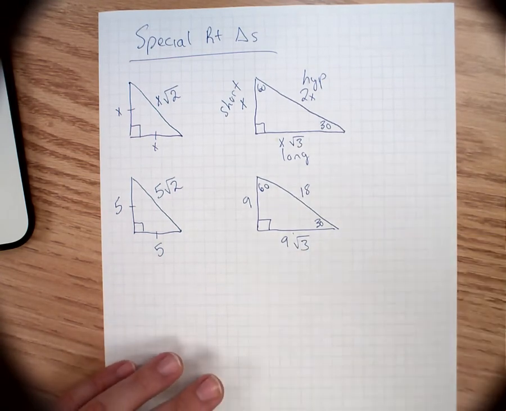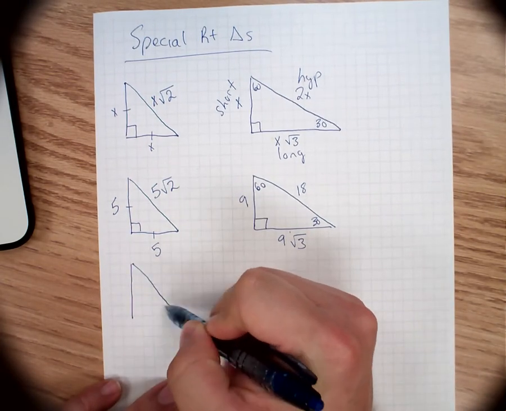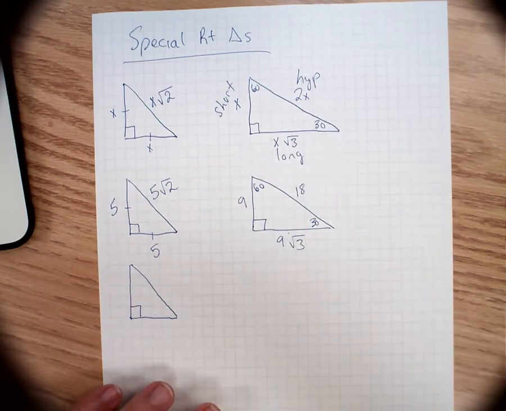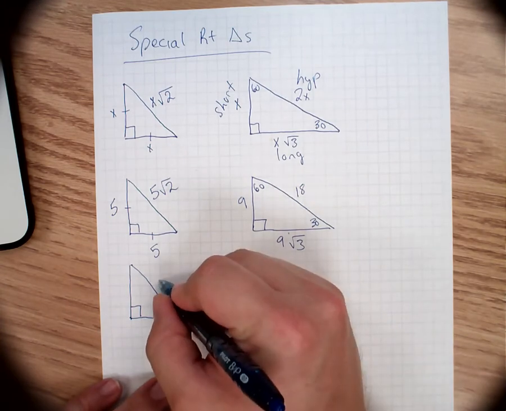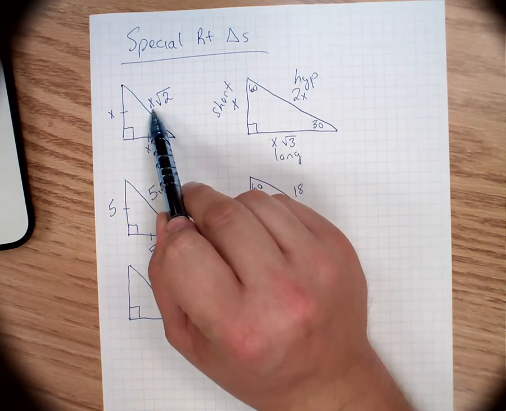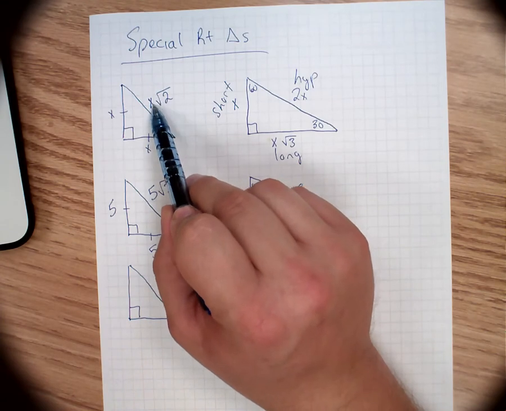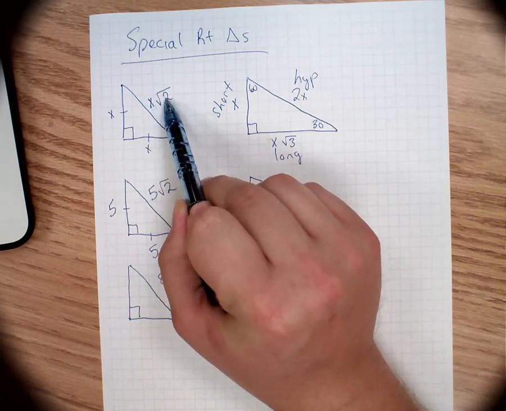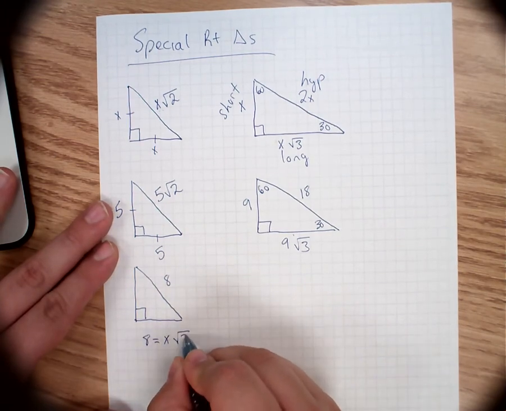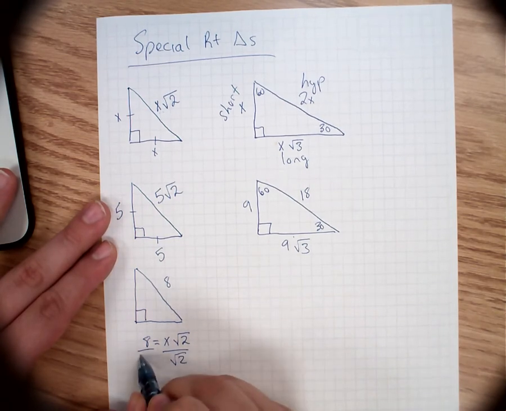Okay. The only way that this gets tricky is when you have, let's say, your hypotenuse is just an even value. So let's say it's 8. Well, I know that the normal relationship for my hypotenuse is the short leg times radical 2. So I have to algebraically solve this. My hypotenuse equals the short leg times radical 2, so I have to solve for my short leg.